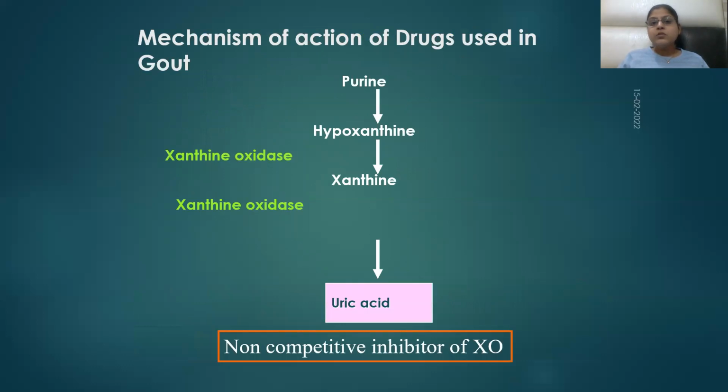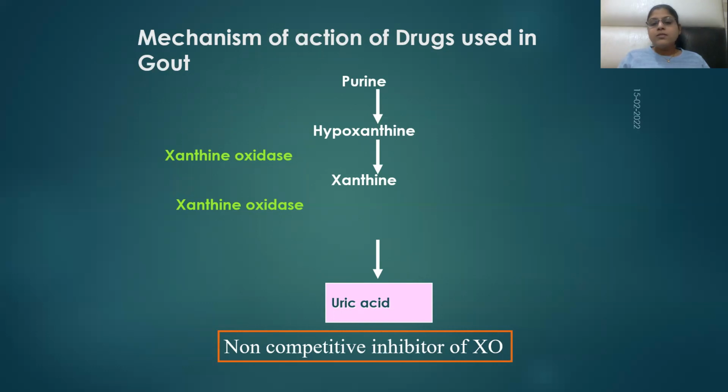The mechanism of action of drugs used in gout is as follows. The purines, which are obtained from RNA and DNA, get converted to hypoxanthine, and hypoxanthine gets converted to xanthine by the action of xanthine oxidase, and xanthine gets converted to uric acid by xanthine oxidase. The non-competitive inhibitor of xanthine oxidase is the uric acid.